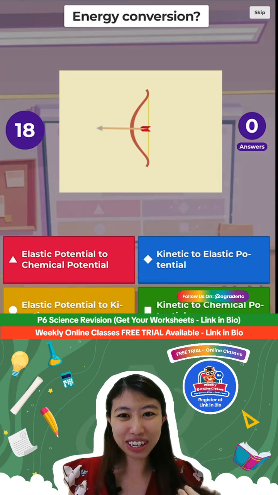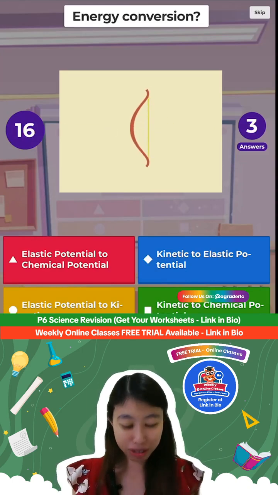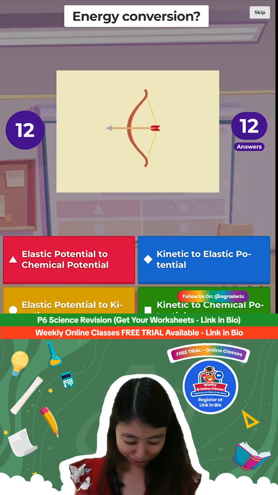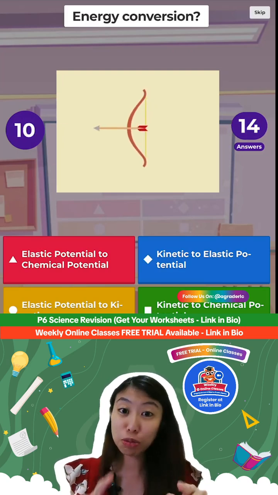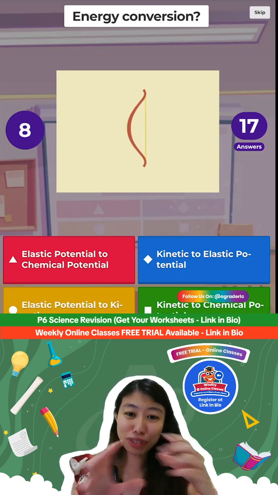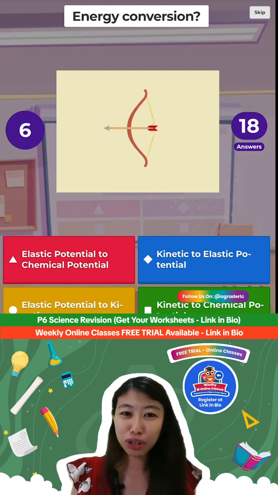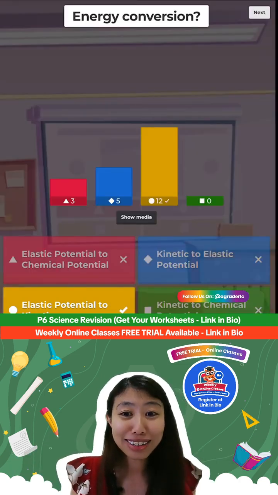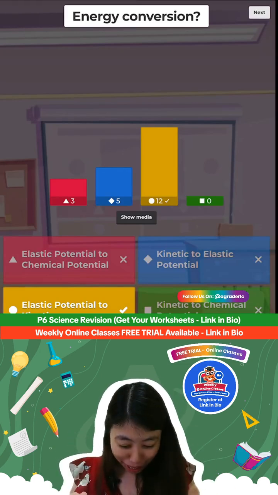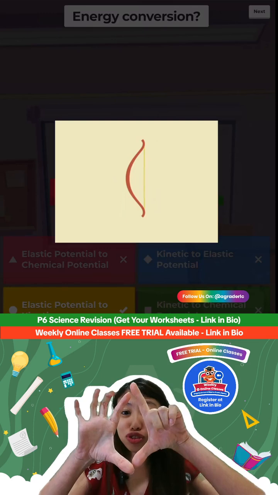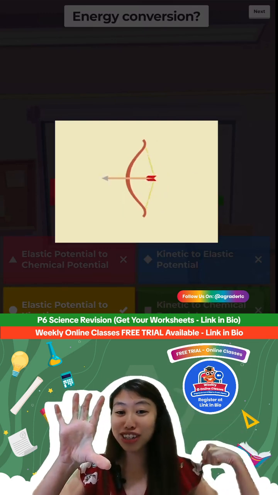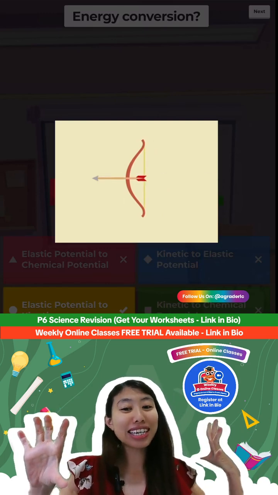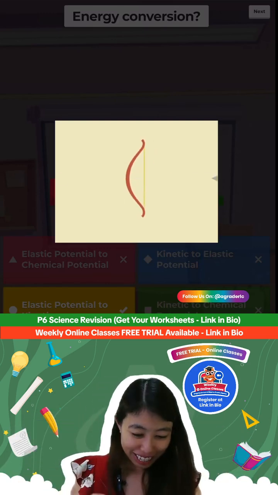Which one is the energy conversion of this picture? This GIF. Which energy conversion is correct? You see the GIF? The spring is being stretched, so it's elastic potential, and then we release it, it's converted to kinetic.